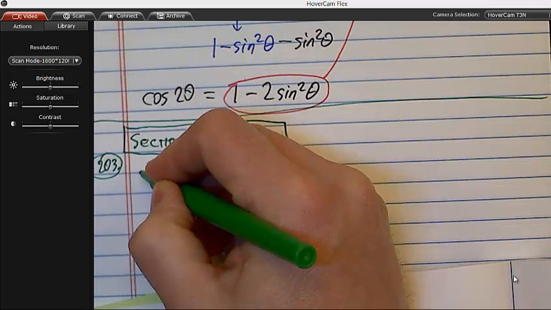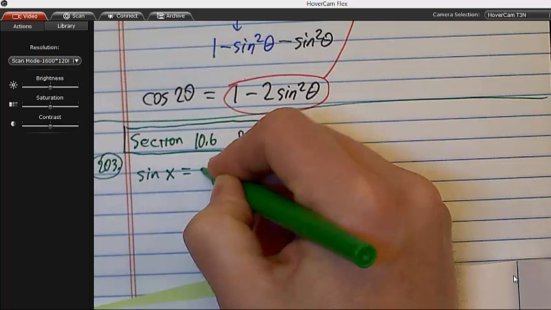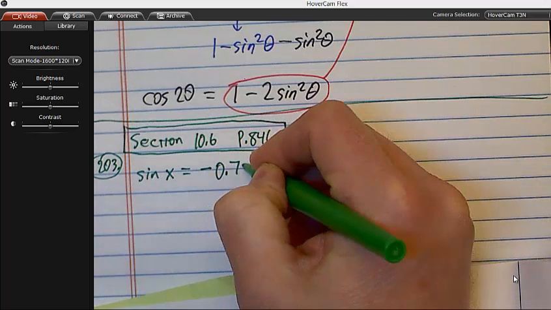So that's going to punch up in just 1 second. I think I will start with 203 then. That's the first one we asked. It says the sine of x is negative 0.721. Okay?